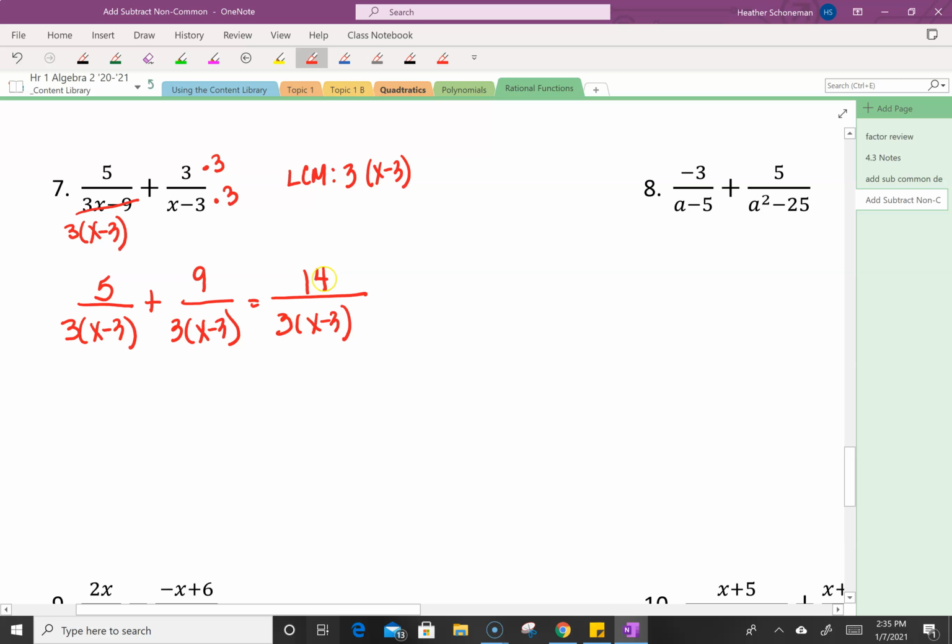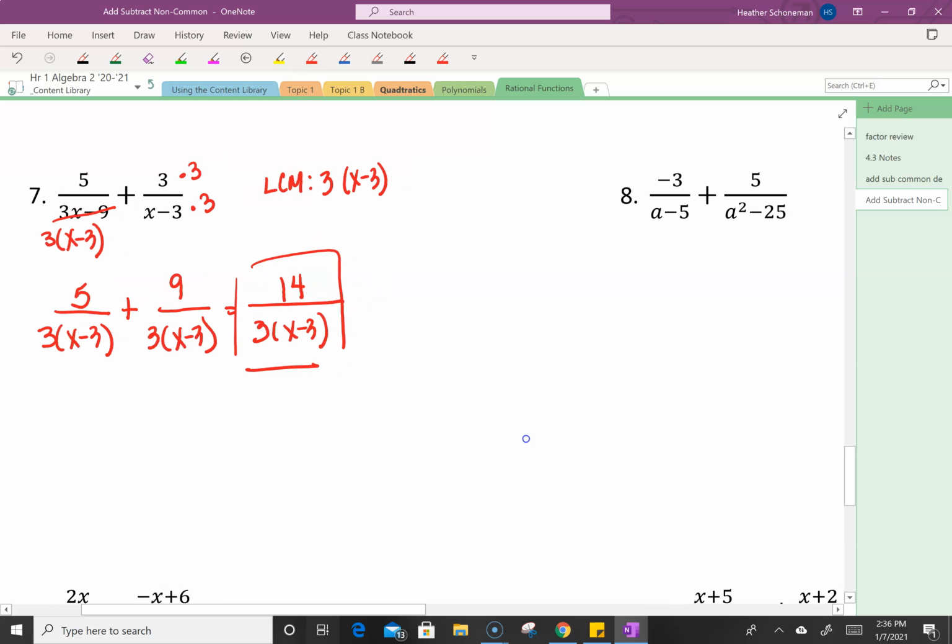Now, if 14 and 3, because this 3 is an individual, it's not a group, if these could reduce, I could reduce them. Let's say if that top was a 15, but with it being 14 and 3, it's not going to reduce. There's my final answer.